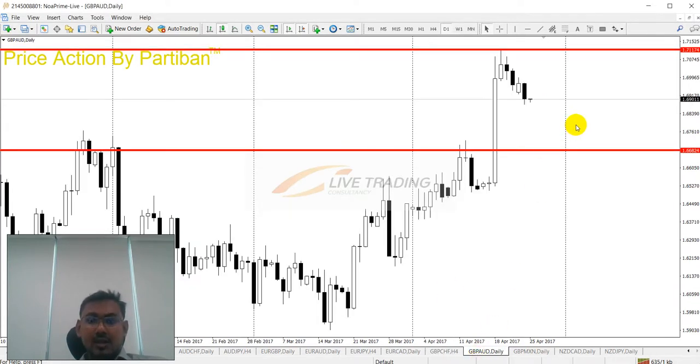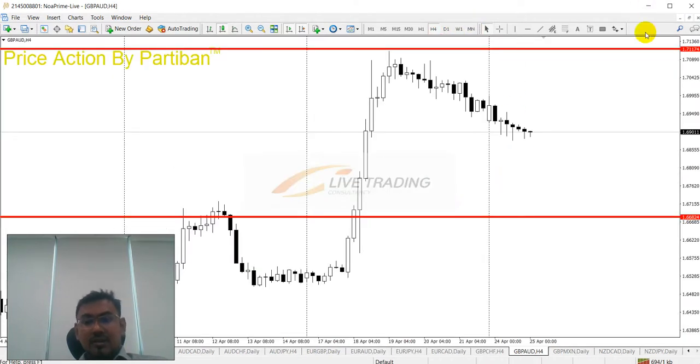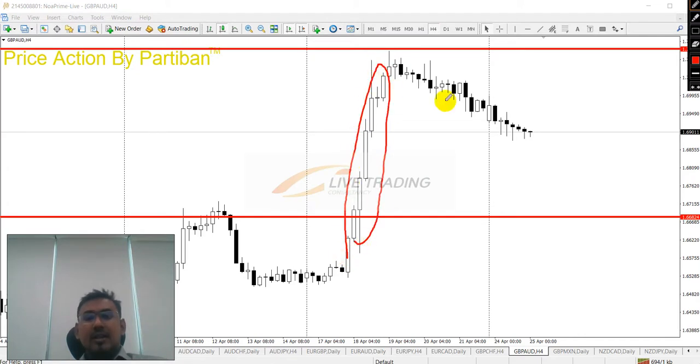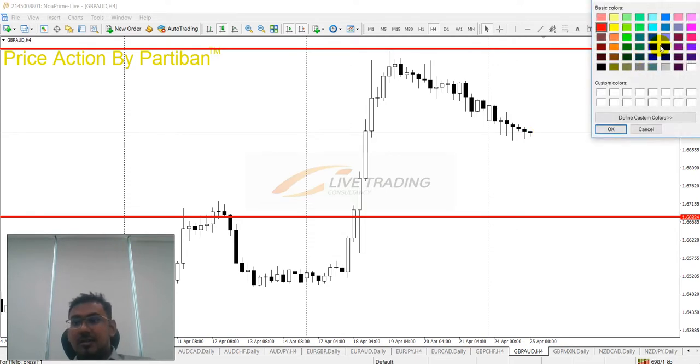GBP AUD, you see, this is a very clear bullish market. Market is sliding in a very slow manner. A lot of buyers defending. So what I anticipate in the market is a sudden rush in the market.